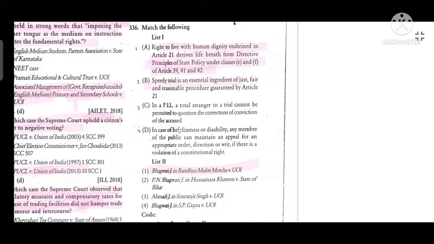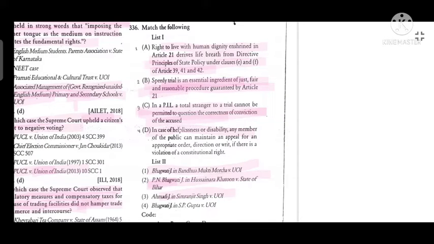Speedy trial. Speedy trial is an essential ingredient of the fair and reasonable procedure granted by Article 21. P.N. Bhagwati in Hussainara Khatoon versus State of Bihar. In a PIL, a total stranger to a trial cannot be permitted to question the correctness of the conviction of the accused. Ahmadi J. in Simranjit Singh versus Union of India.